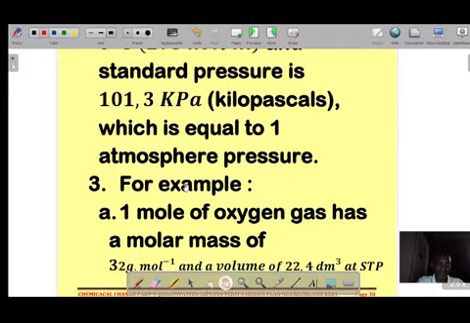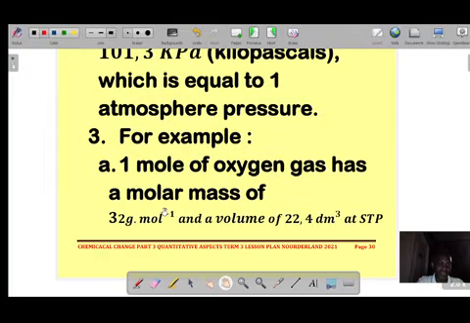For example, 1 mole of oxygen gas has a molar mass of 32 grams per mole and a volume of 22,4 decimeters cubed at STP. Let me say it again. 1 mole of oxygen gas has a molar mass of 32 grams per mole and a volume of 22,4 decimeters cubed at STP. Let us proceed. Maybe it's going to make sense to you as we continue.